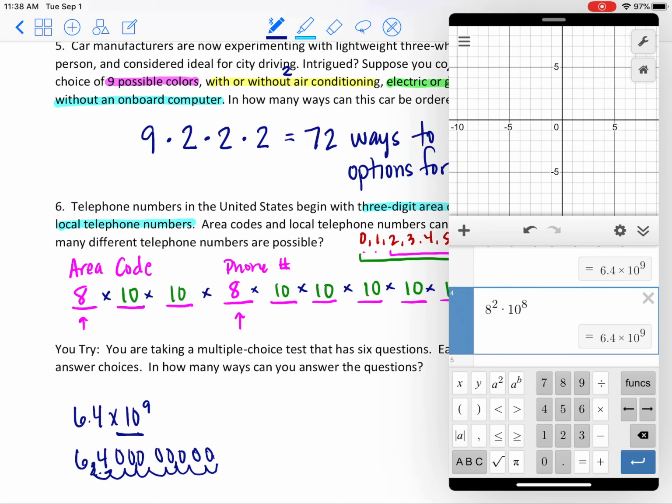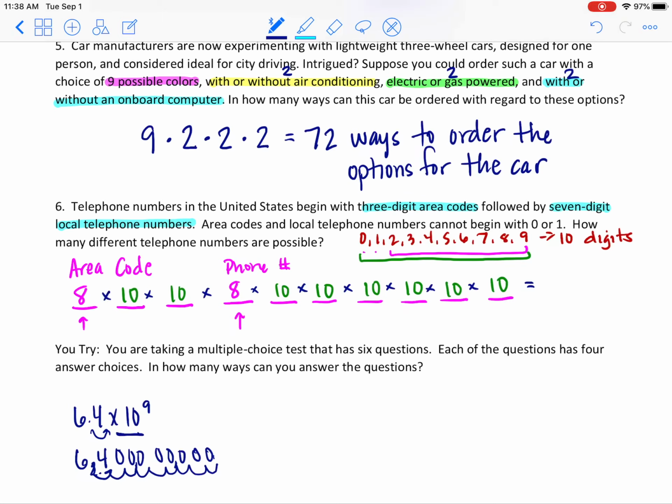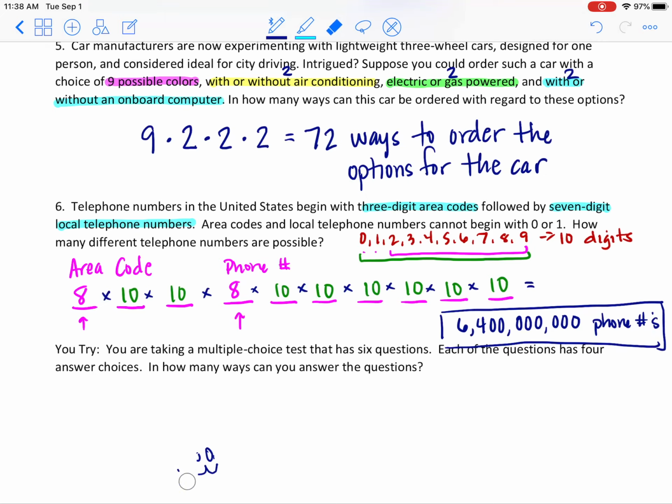But that 6.4 times 10 to the 9th means you need to move the decimal 9 times to the right. So that would be moving the decimal once here and then adding 8 more zeros. So this is 1, 2, 3, 4, 5, 6, 7, 8 zeros. 6,400,000,000 different phone numbers. And that is craziness. Okay? Alright, so sometimes our combinations end up being really large numbers.